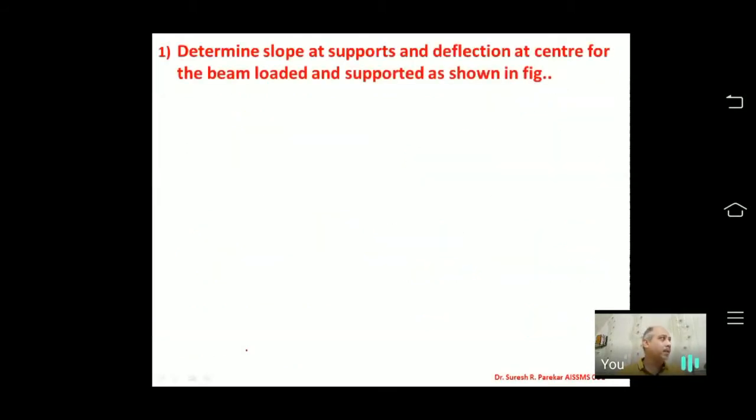Now we will go to the problem. First we will see the standard cases and then we will go to the problem. Standard cases of simply supported beams. I will go a little bit fast because this first part you always know.